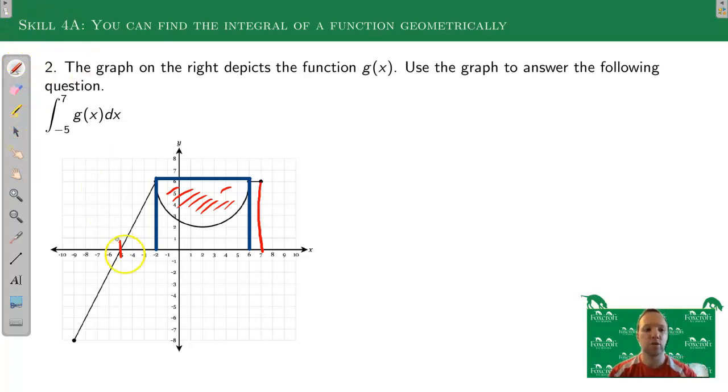The triangle here is 3 wide, 6 high, so that's 18 divided by 2, that's 9. This rectangle is 1 wide and 6 high, so that's an area of 6. And then this rectangle here is, let's see, 8 wide, 6 high, 8 times 6 is 48. And I have to subtract off the area of this semicircle.